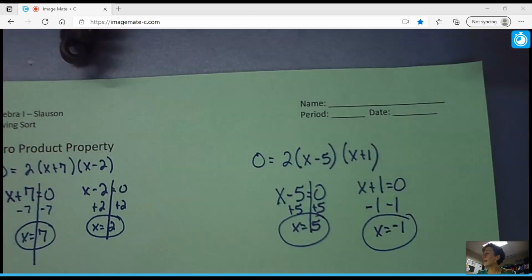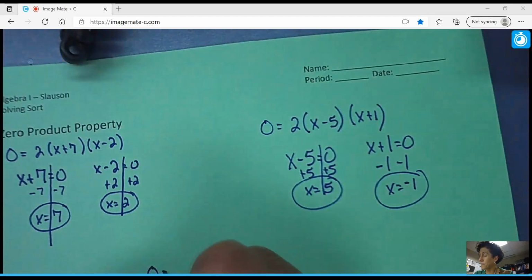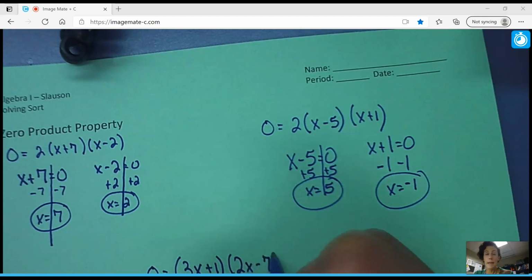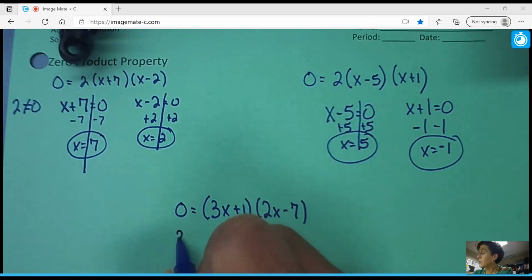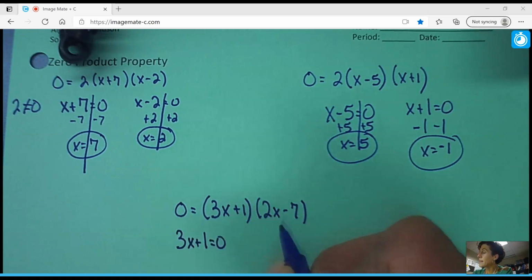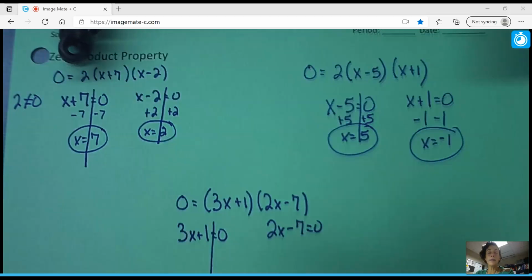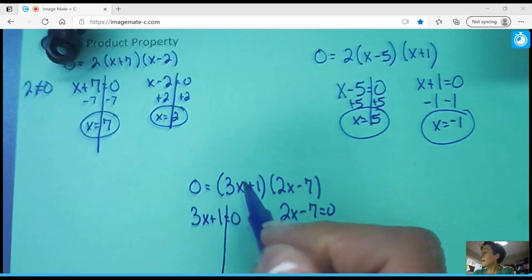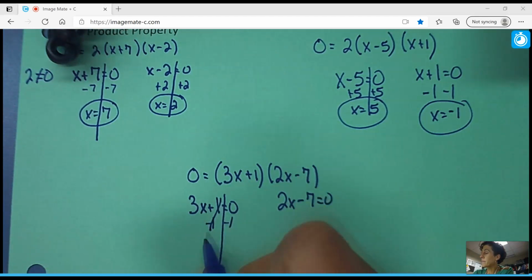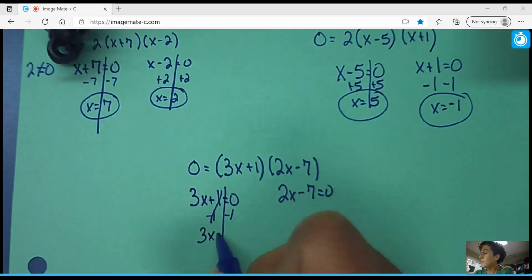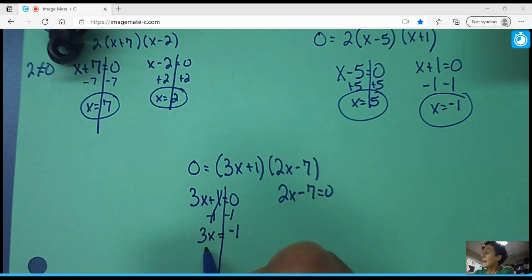All right, my last problem is going to be the toughest of my zero product property problems, already in factored form, so I'm going to write this one down. And now I'm going to set this factor equal to 0, and this factor equal to 0, and I'm going to start to solve for x. So my first step is going to be subtract 1. So I'm still left with 3x on the left side, but on the right side I got a -1. And now to solve for x, I'll divide by 3 and divide by 3 here. So one of my two solutions is -1/3.